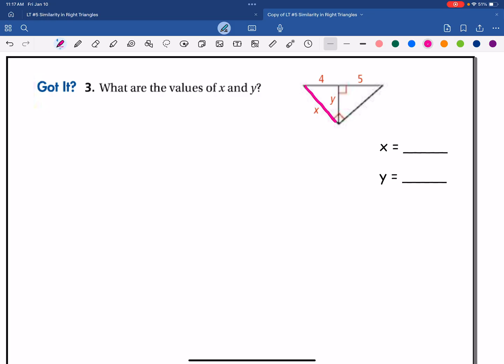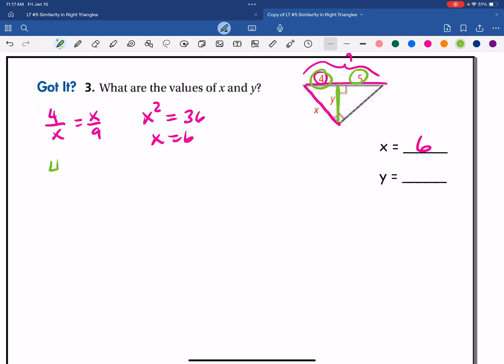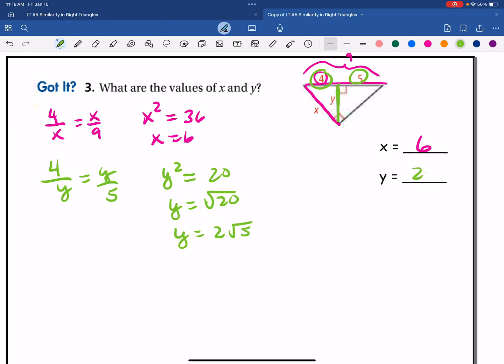Okay, to solve for x, x is the geometric mean between the whole hypotenuse and 4. So we've got 9 here. So we say 4 is to x as x is to 9, and we cross multiply, and we get x squared equals 36, x equals 6. To get y, y is the geometric mean between 4 and 5. So 4 is to y as y is to 5. And we cross multiply and we get y squared is equal to 20. 20 is 4 times 5, so it's 2 root 5.